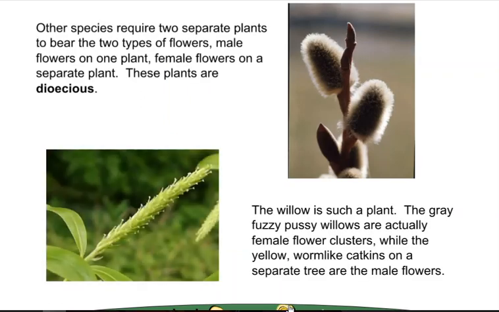Other species require 2 separate plants to bear the 2 types of flower, male flower on one, female flower on a separate plant. These are called dioecious. The willow is such a plant. The grey pussy willows are actually female flower clusters, while the yellow worm-like catkins on a separate tree are the male flowers.